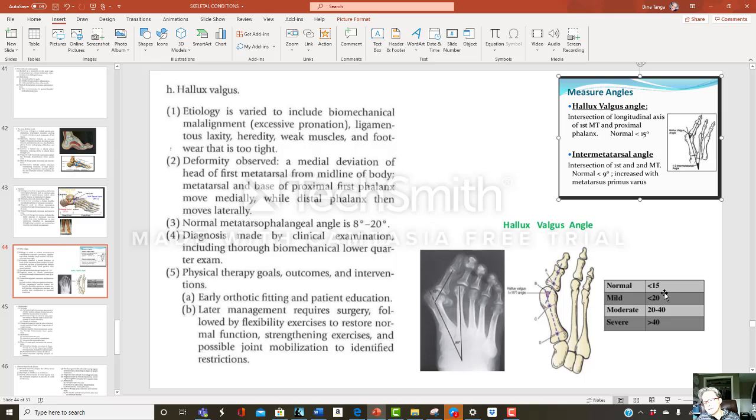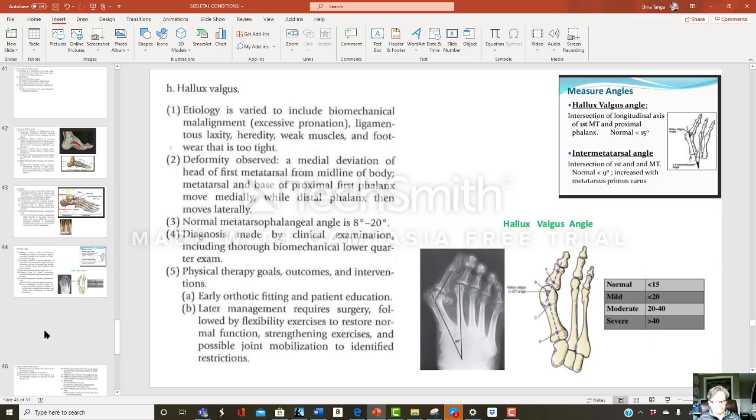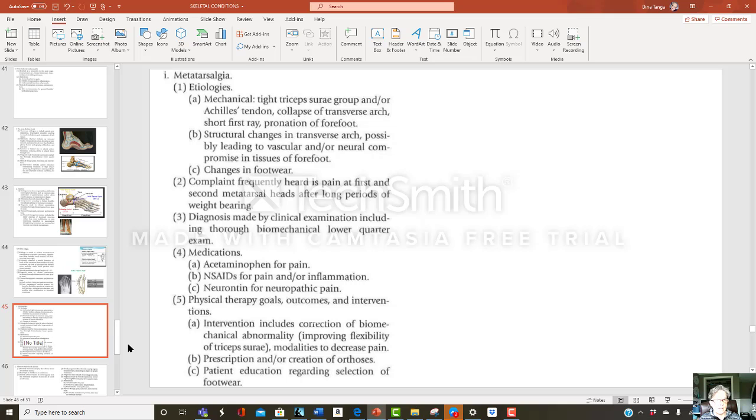Normal here is less than 15 degrees. Mild is less than 20, moderate is 20 to 40, and severe is greater than 40 degrees. Metatarsalgia.